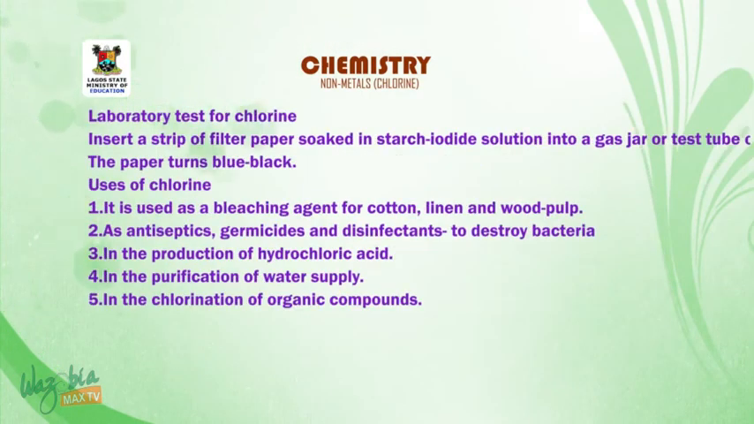Laboratory test for chlorine. Insert a strip of filter paper soaked in starch iodide solution into a gas jar or test tube of chlorine. The paper turns blue-black.